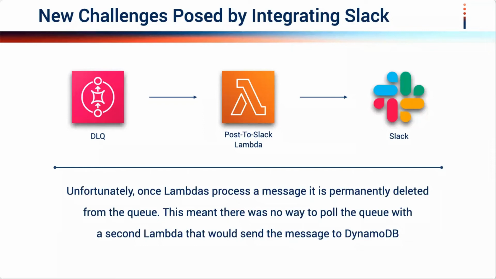The integration of Slack, however, created another problem for us. Unfortunately, once a Lambda successfully processes a message, that message is permanently deleted from the SQS queue. This meant there was no way to poll the queue with a second Lambda, which would send the message to DynamoDB.